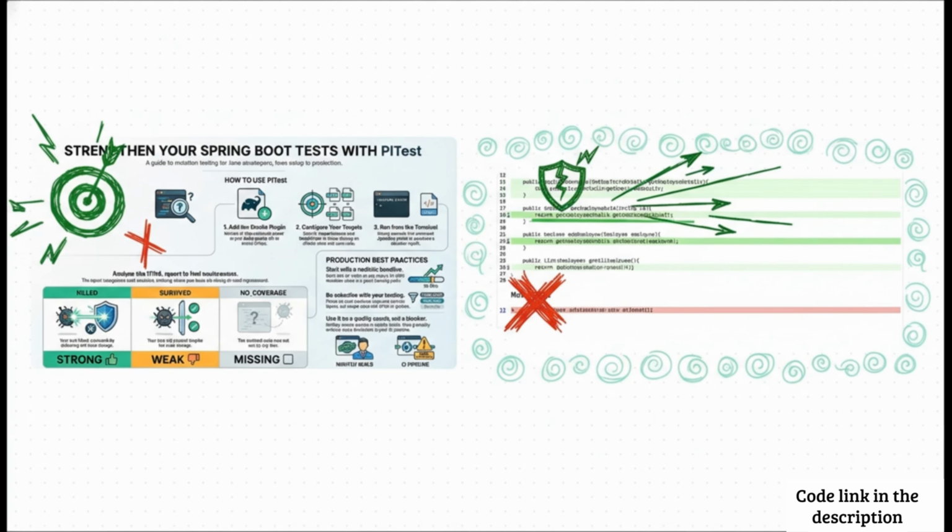The first thing to look at is anything highlighted in green. This means a mutant was killed, and that's a good thing. It means PITest changed something in the code on, say, line 18, and our test was smart enough to catch it and fail. That's a win. It's exactly what we want to see.